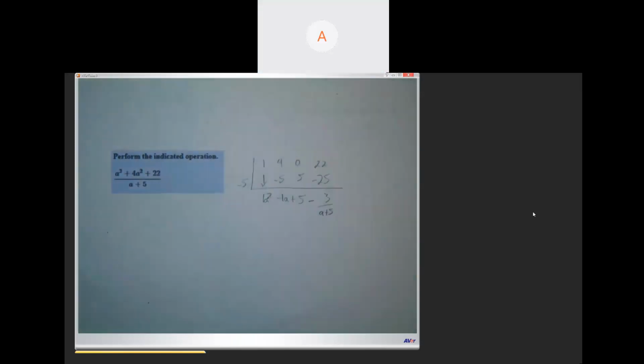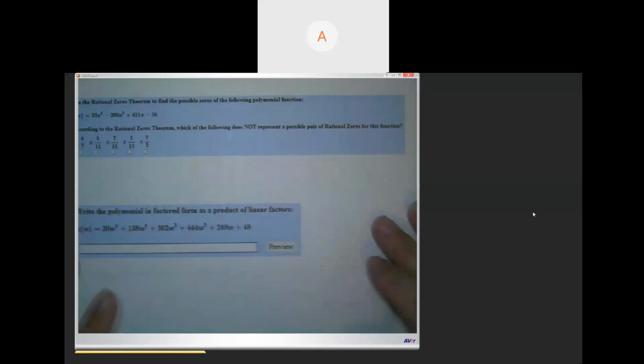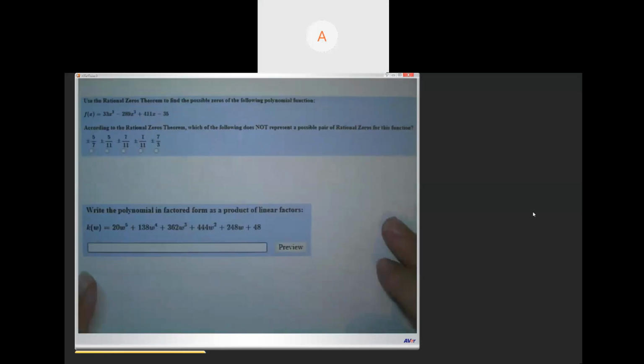I don't know why I'm having so much trouble with the polynomial long division when you did squared. Long division sucks. I just keep getting that one wrong. Like, I don't know.